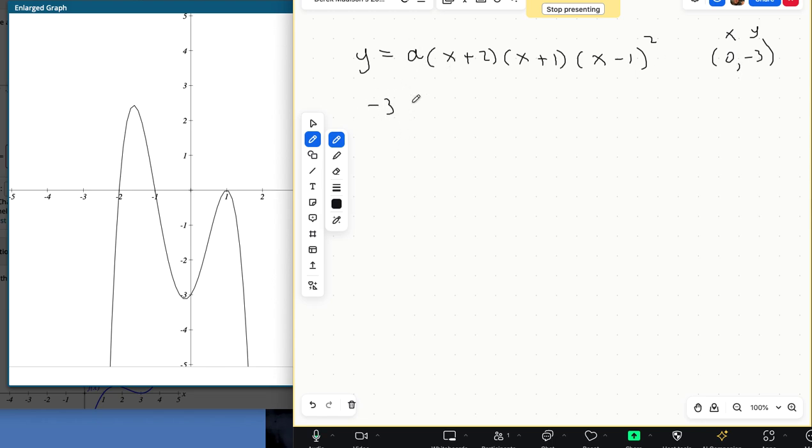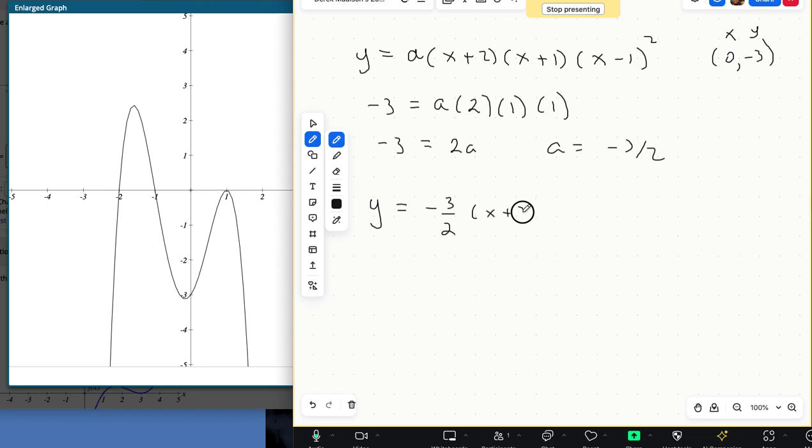So y is going to come out to negative 3 when all these x's are 0. So that would make 2 times 1. And then this is negative 1 squared, so negative 1 times negative 1 would make 1. So negative 3 equals 2a. And then dividing that over, a equals negative 3 halves. So then our answer will be y equals negative 3 halves, x plus 2, x plus 1, and x minus 1 squared. And again, that fits with what we should see.